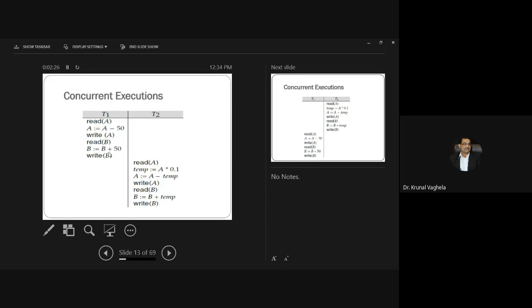450, 1050. So 10% of 450 is 45. So out of 450, 45 will be deducted, so it's 405, and to 1050, 45 will be added, so 1095. So the value of A will be 405. The value of B will be 1095. It's just plus and minus, simple. As a college student, you should do this.